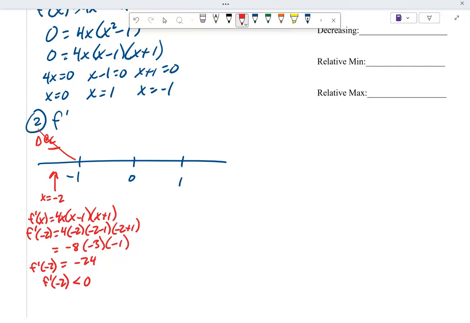Now I'm going to test between negative 1 and 0, how about we throw in negative a half?